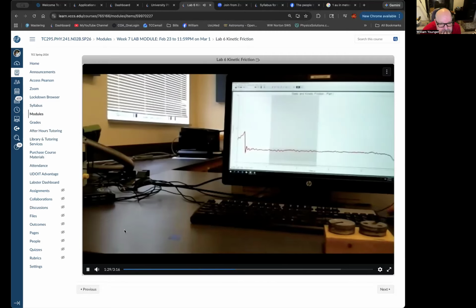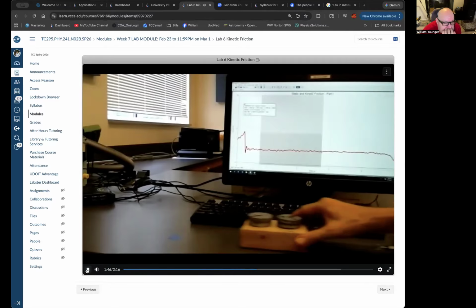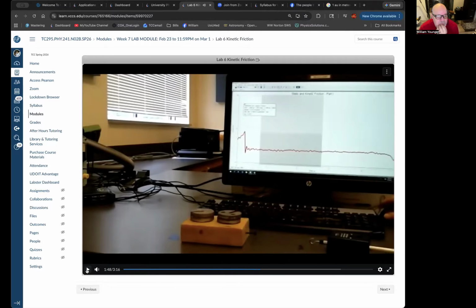Now we'll click and drag a box around the nice horizontal part of the graph. Looks like this. 2.01. That's the mean or average force that the force probe was exerting. We do it again. We do this 3 times, of course. All right, so that's the other video that shows you how the kinetic friction lab was done. And that's basically it. That's what you've got to do for this week's lab.